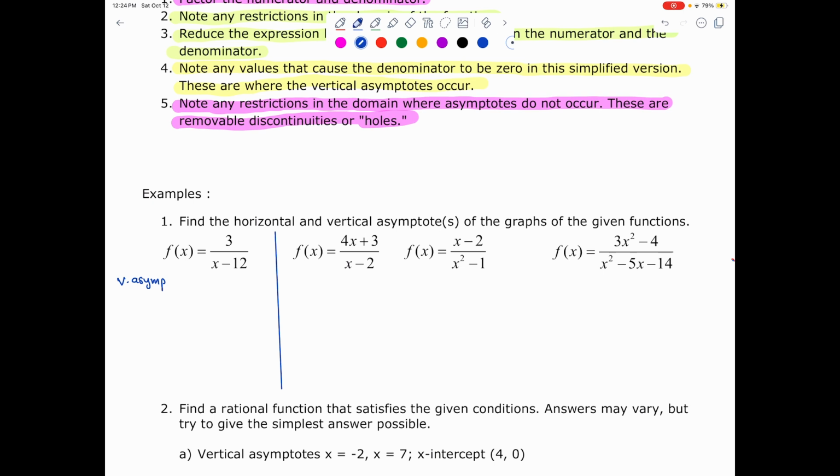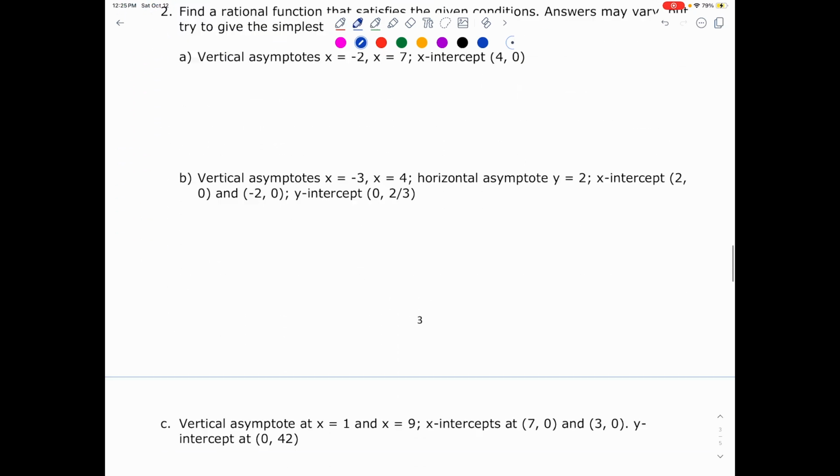Now we're going to take the denominator, x minus 12, make it equal to 0 and solve. If you solve this, you get x equals 12, and that is basically the vertical asymptote. So that is our vertical asymptote. In the case of the horizontal asymptote, notice that the degree of the numerator is 0, because if there is a constant, there is always an x to the 0 power. The degree of the denominator is 1, so the degree of the numerator is less than the degree of the denominator, which leads us to this rule right here.